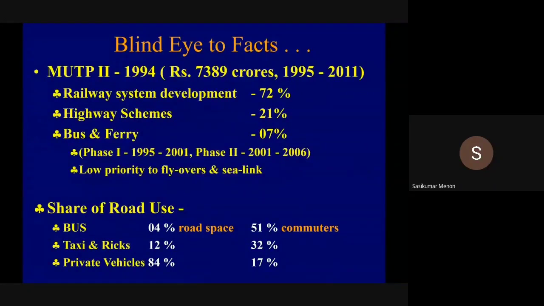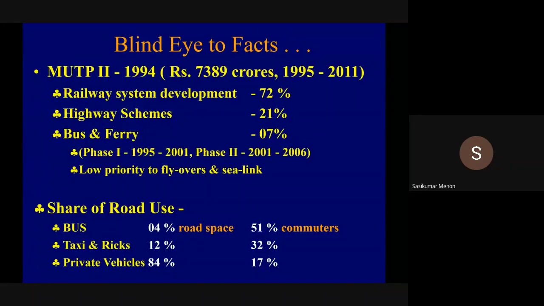Now, when they gave this money, they had gone through all the previous reports. They themselves had a survey, and very beautifully they had suggested that 72% of this should go for development of railway in Mumbai, 21% should be for highway, and bus and waterway ferries should be 7%. There was no priority given to flyovers and sea link. This is the most important thing of this MUTP money that we got from World Bank, which was all getting used up in this particular project.